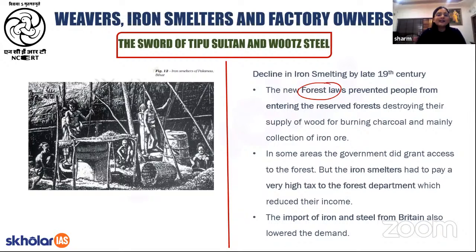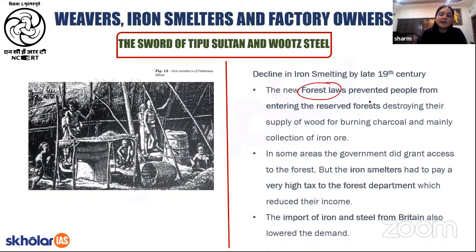So they started designating certain areas of forest as reserved forest, meaning that nobody can enter these forests. Now we know that our country is covered with many tribes whose primary occupation is hunting and gathering or collecting forest produce, and that is how they live their entire life. Their subsistence is absolutely based on the forest. Once these forest laws were put forward, there was absolute restriction on entering forests by Indians. This was one of the biggest reasons why people could not collect raw material, and gradually our iron and steel industry began to decline.